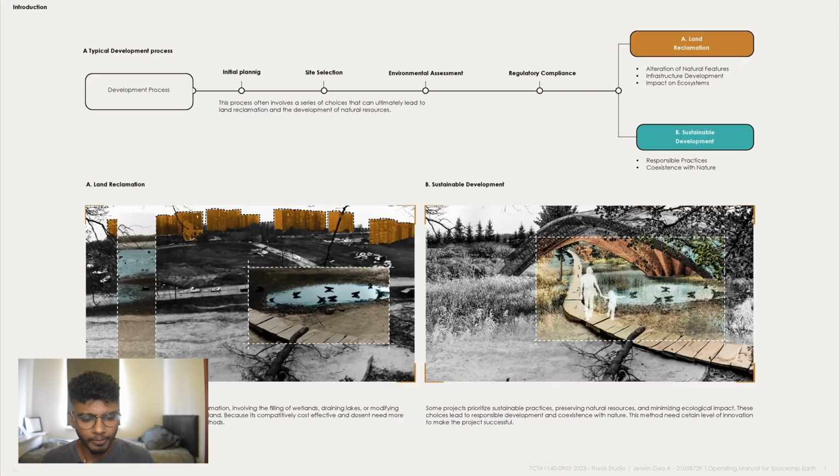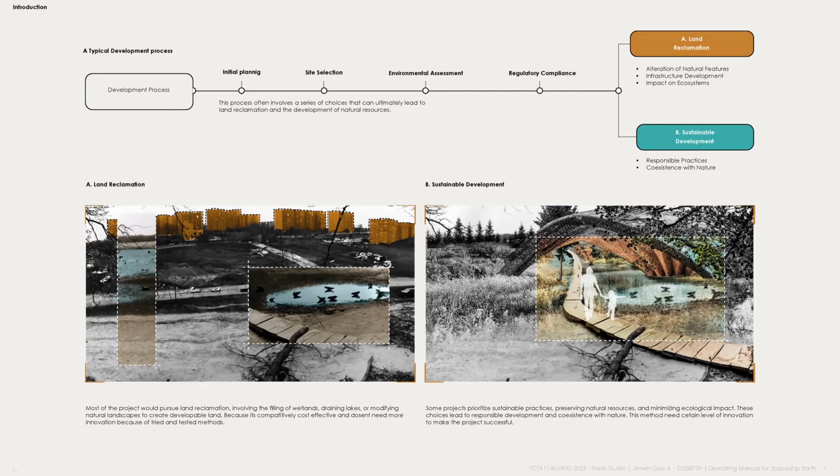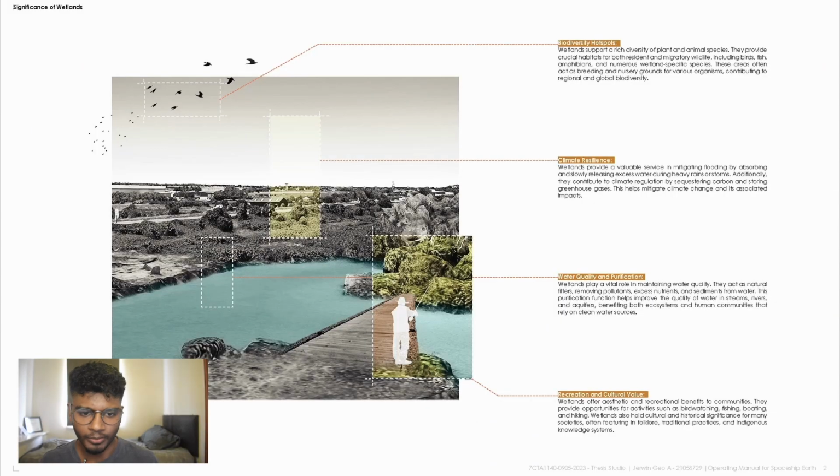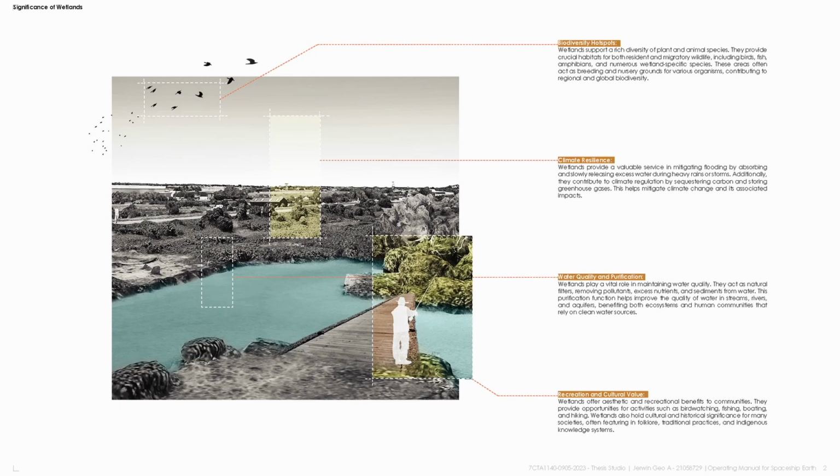To introduce the project, this project focuses on two main aspects: development on sensitive areas like wetlands, and how to leverage computational techniques to make the process more effective. This collage mainly shows the significance of wetlands. The image is captured from the site through Google Maps.